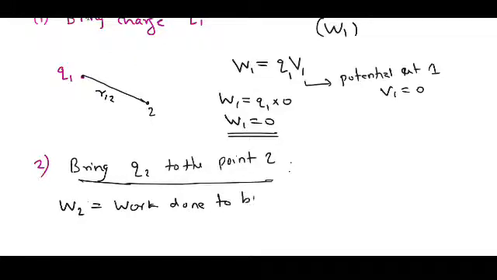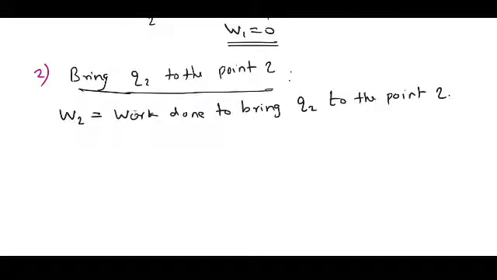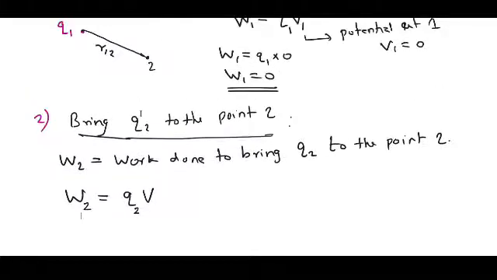to bring Q2 to the point 2. The equation to calculate the work done is W is equal to Q into V. Now we are bringing the second charge, therefore the charge is Q2, and the work required to bring this charge Q2 is W2, where V is the electric potential present at the point 2. That is, we write V2.